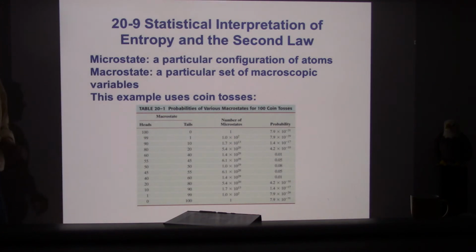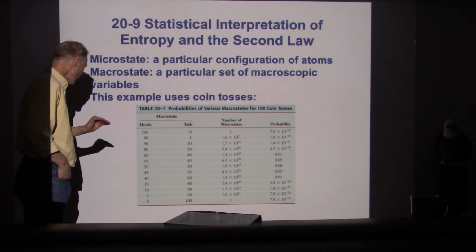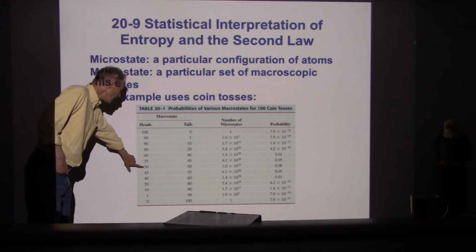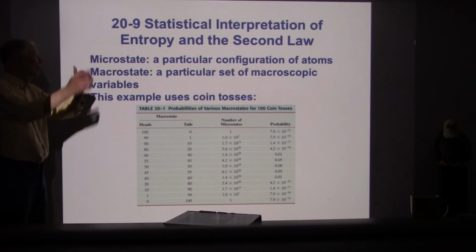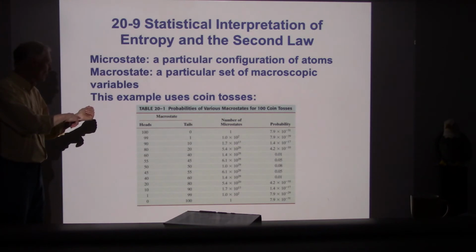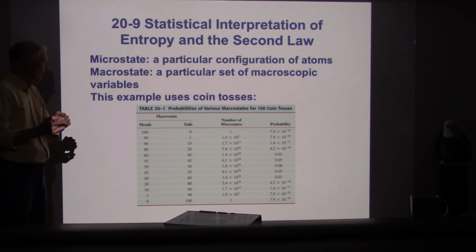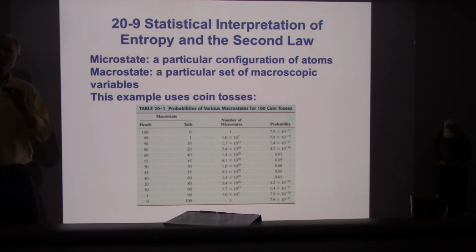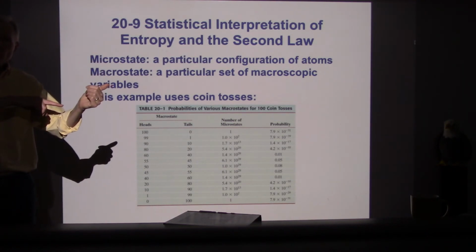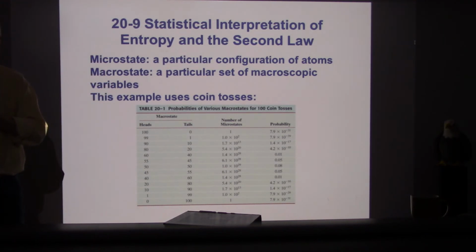So, in this case, how many different ways could we take 100 coins and have half of them end up heads and half tails? Or molecules where 50 of the molecules are on one side, 50 molecules are on the other side.